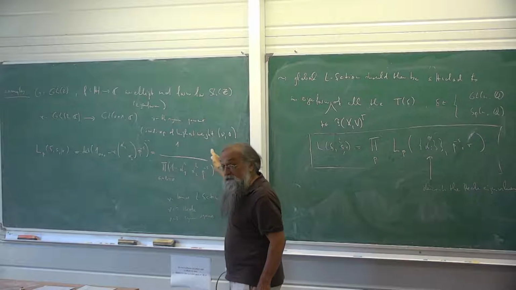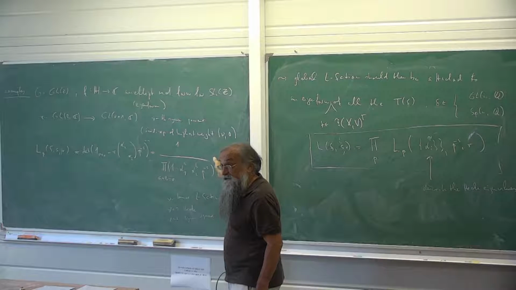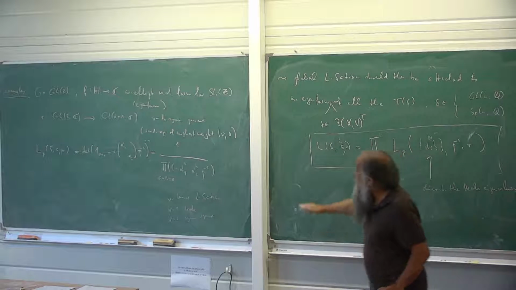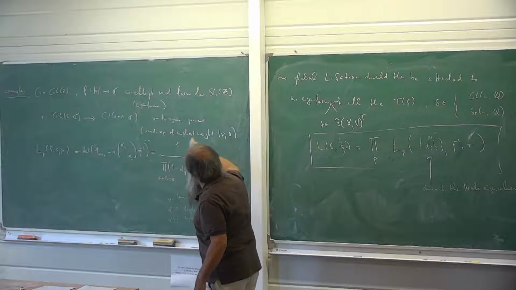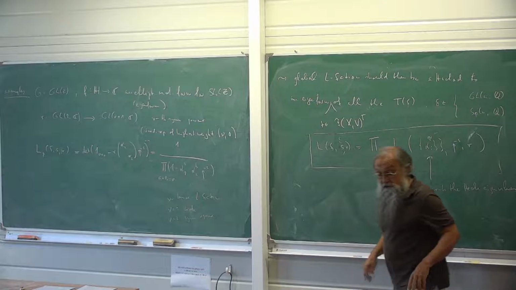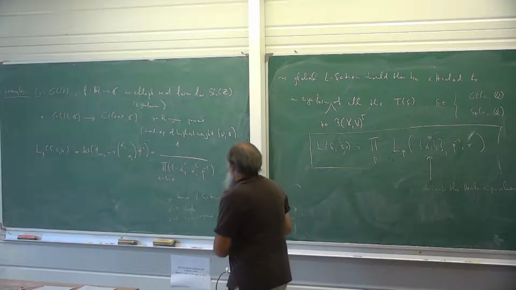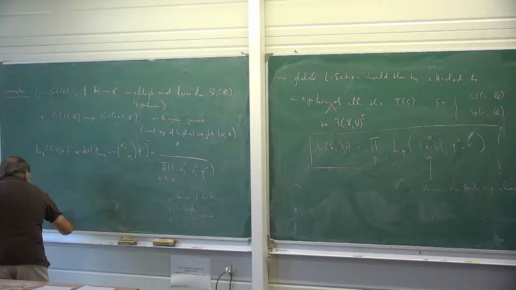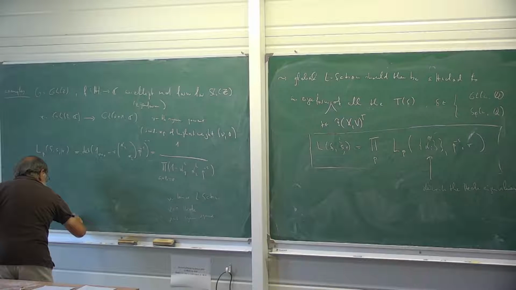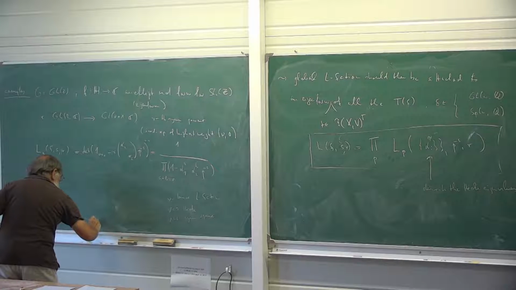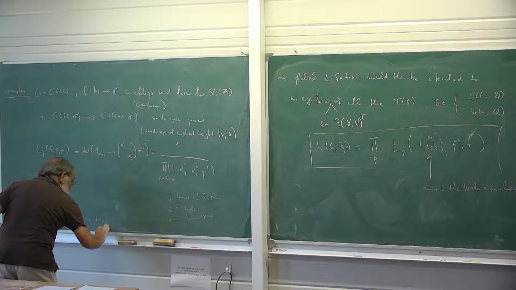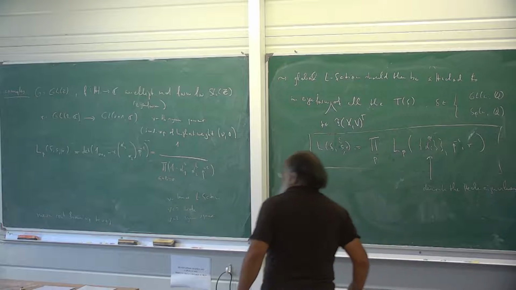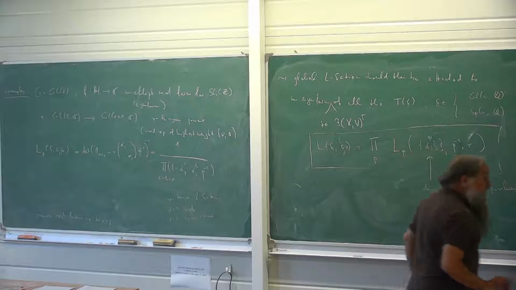This is the only type of L functions which you can define by this recipe. But nevertheless, it's as many as nu, which means there are infinitely many of them. We know meromorphic continuation, but not more.